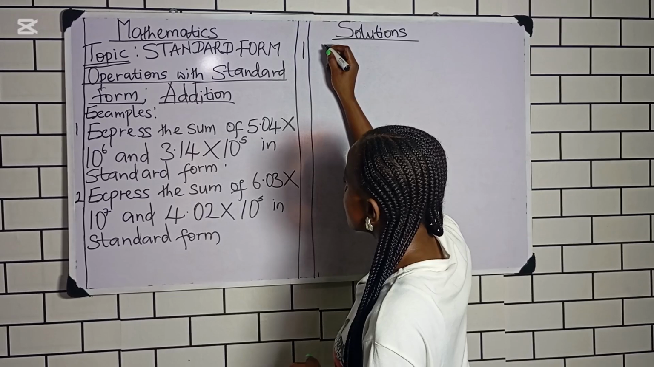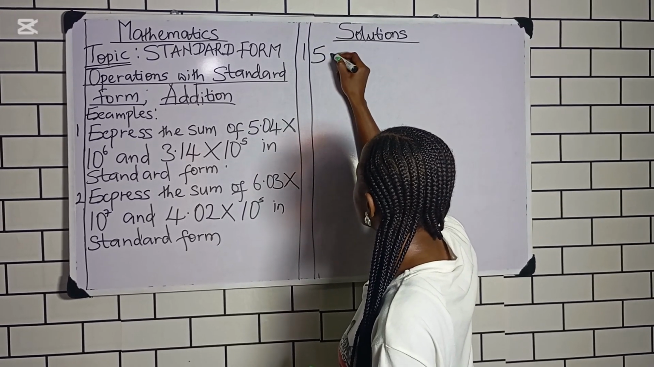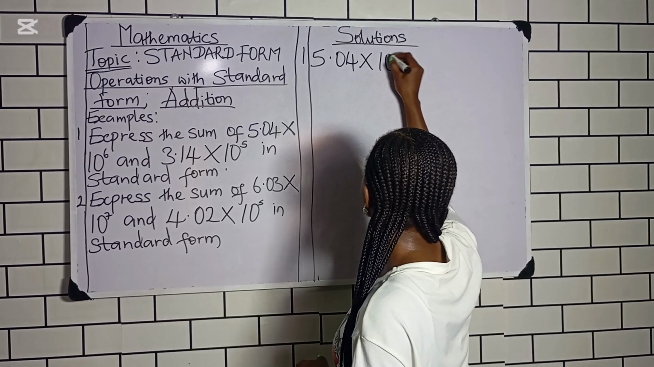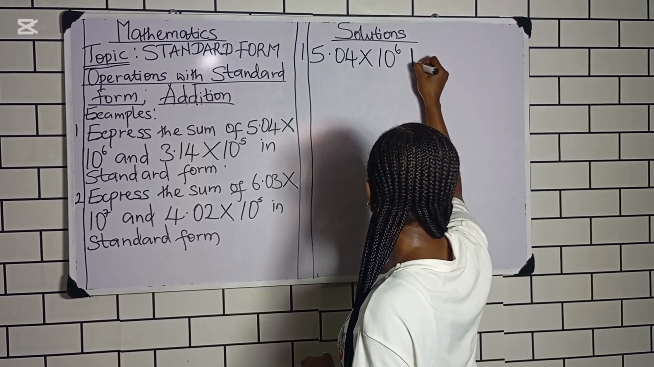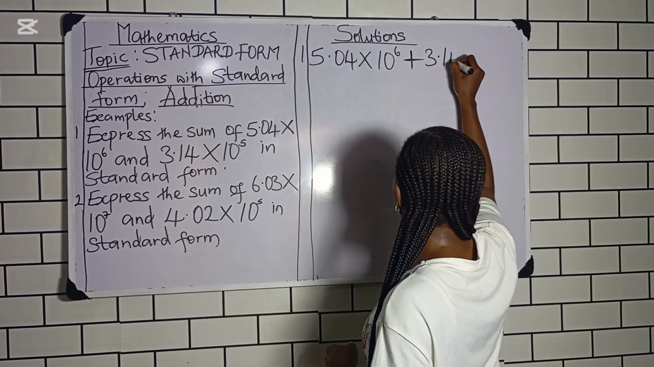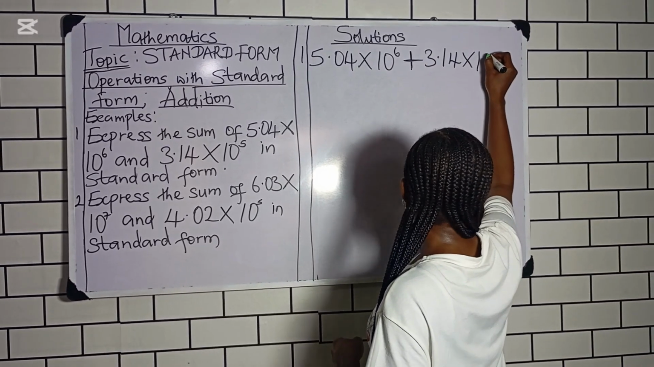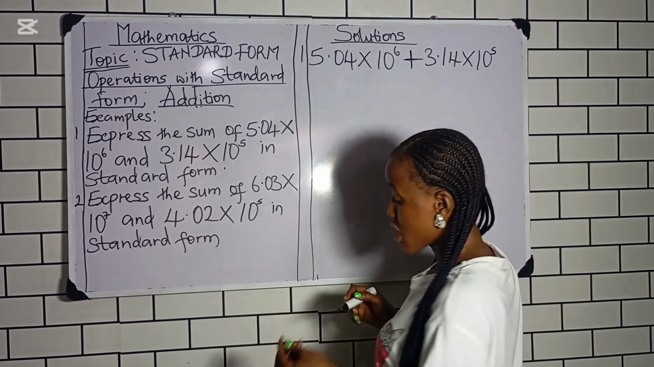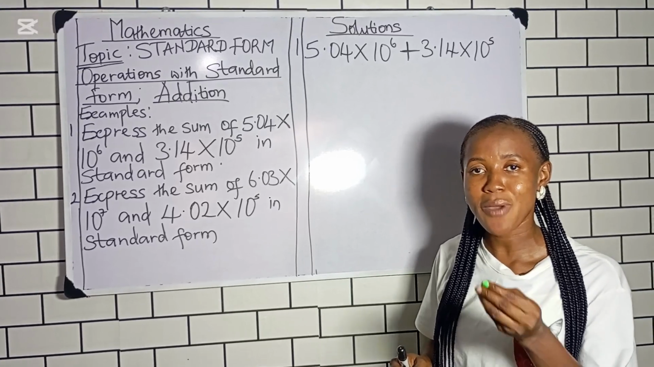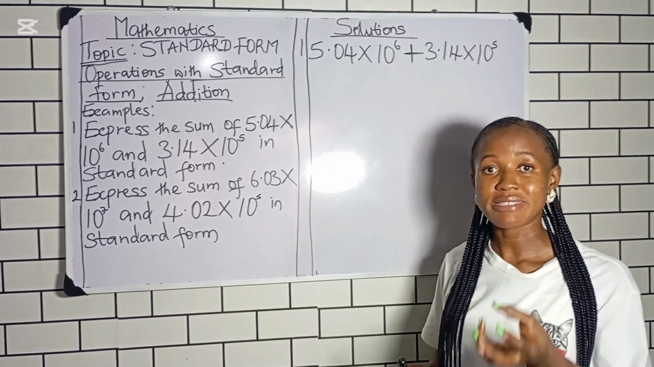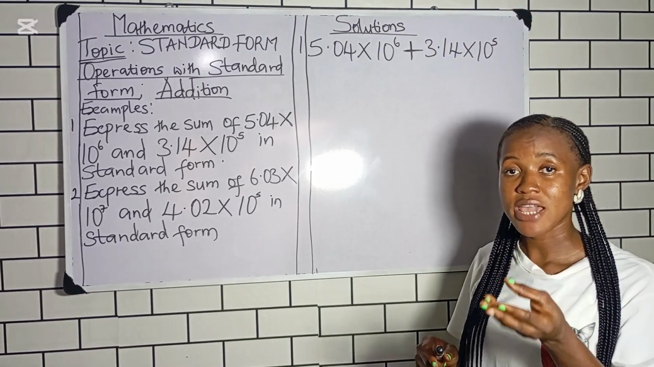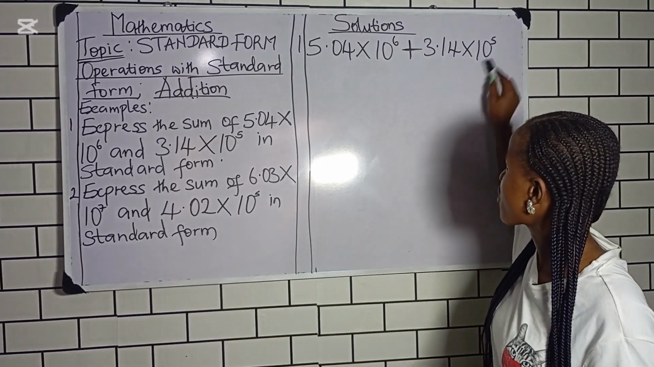Number 1, we are given 5.04 times 10 raised to power 6 plus, because it is addition, 3.14 times 10 raised to power 5. Here, what are we going to do? The first step to take here is to factor out the least power of 10. And looking at the two terms, the least power of 10 here is 10 raised to power 5.